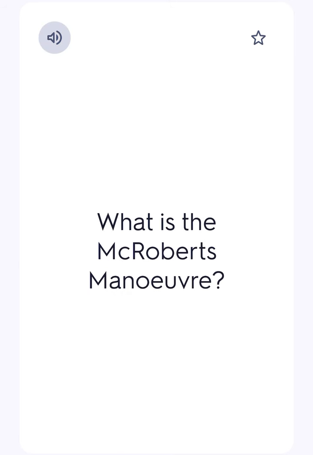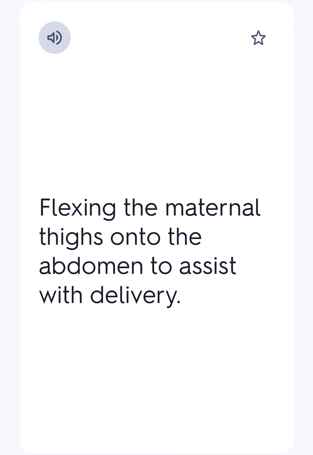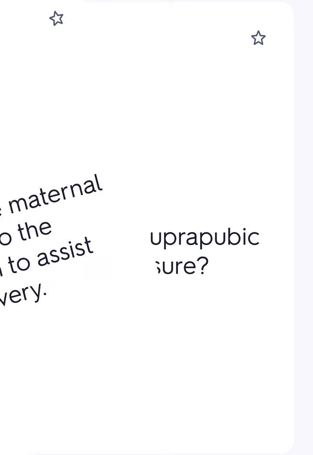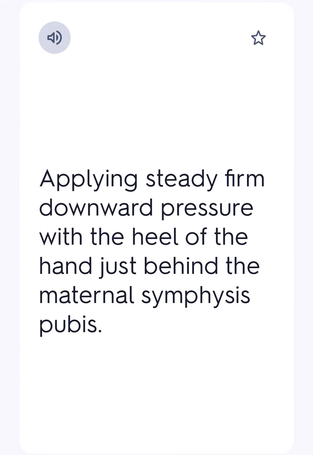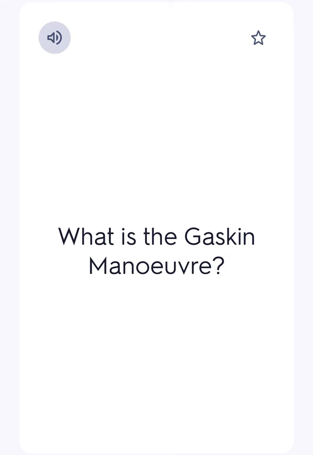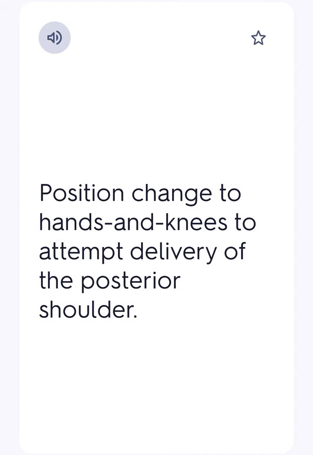What is the McRoberts maneuver? Flexing the maternal thighs onto the abdomen to assist with delivery. What is suprapubic pressure? Applying steady firm downward pressure with the heel of the hand just behind the maternal symphysis pubis. What is the Gaskin maneuver? Position change to hands and knees to attempt delivery of the posterior shoulder.